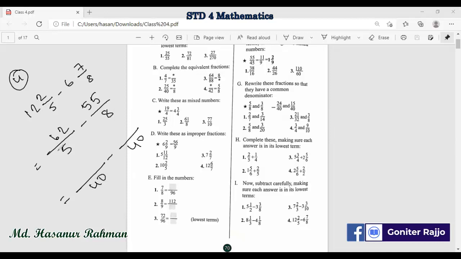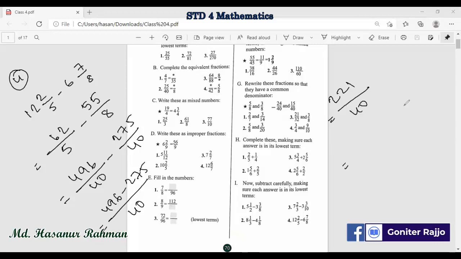If we divide 40 by 5, that is 8, that means we have to multiply 62 times 8. That is actually 496. Similarly, 8 5s are 40, so we have to multiply 55 times 5. That is 275. So the common denominator is 40, and we have to subtract the numerators. 496 minus 275, what will we get?